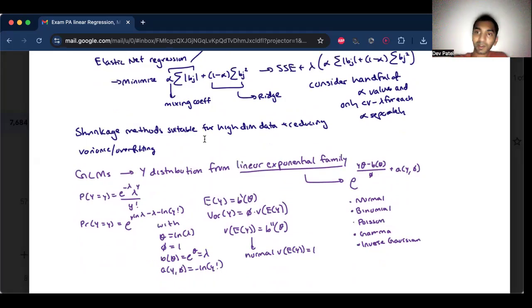So now we talked about linear regression, the entire idea that our errors are normally distributed, or y, our dependent variable, is assumed to be normally distributed. But what do we do when that's not the case? Our dependent variable could follow a Poisson distribution, or a Bernoulli distribution, or a gamma distribution. What do we do when that distribution is not normal?